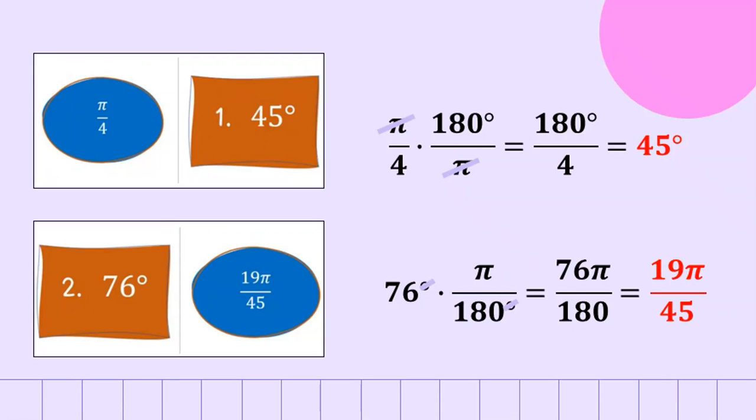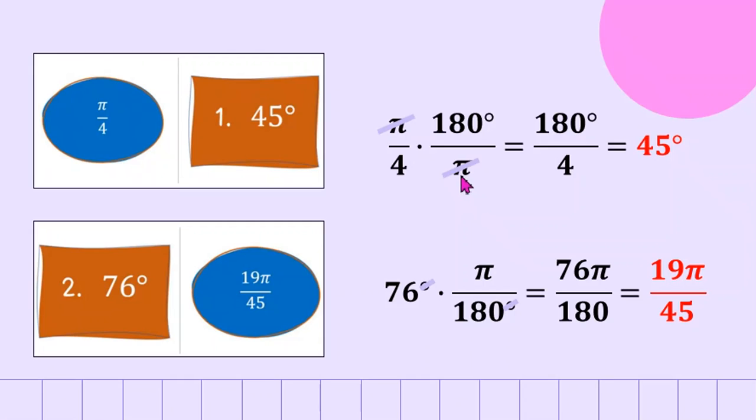And the other process, from radians, that is an angle measure with a pi. So let's convert it to degrees, pi over 4. Your goal is to cancel the pi to have the degrees only.